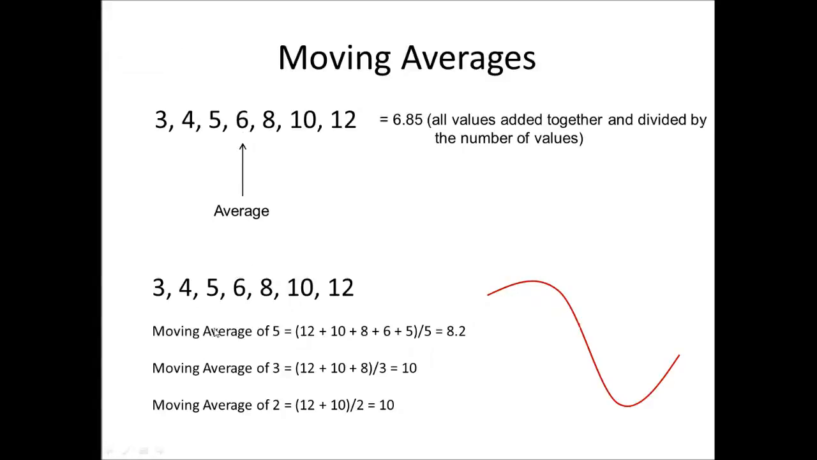With moving averages, we have a moving average period or length. So if our moving average period or length was 5, we would take the last 5 numbers, 12, 10, 8, 6 and 5, add them together, divide by 5, and that would give us our moving average. If we had a moving average of 3, we'd take 12, 10, 8, the last 3 numbers, add them together, divide by 3, which gives us 10. If we had a moving average of 2, we would take the last 2 numbers, 12 and 10, add them together, divide by 2, and that would give us our moving average.